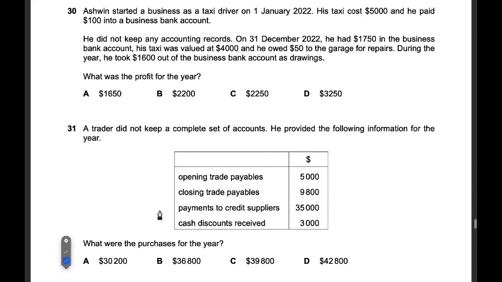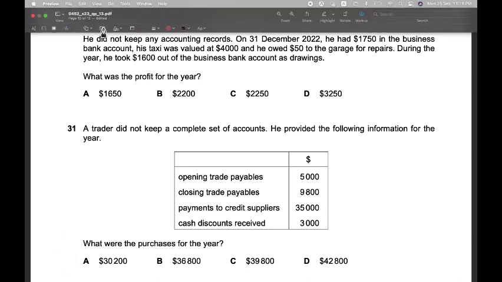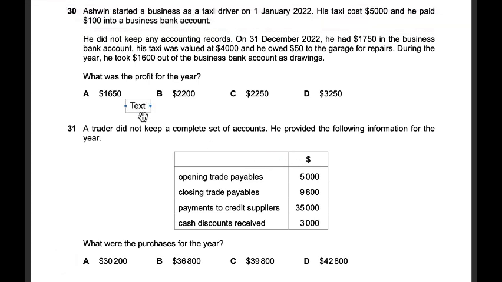Ashwin started a business as a taxi driver on 1 January 2022. His taxi cost $5,000 and he paid $100 into a business bank account. So here we know that the opening capital is $5,100, that is the taxi and the business bank account. Okay, now to find the closing capital, let's see.